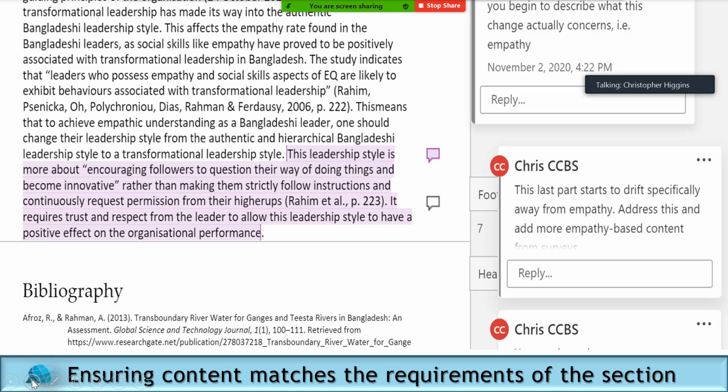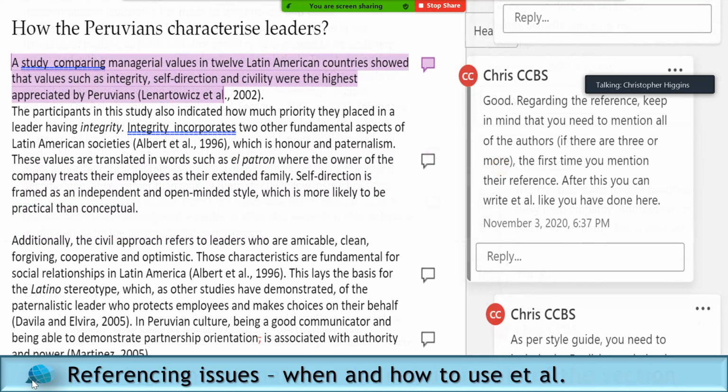So this is Bangladesh here. It says this leadership style is more about encouraging followers to question their way of doing things and become innovative rather than making them strictly follow instructions and continually request permission from their higher ups. It requires trust and respect from the leader to allow this leadership style to have a positive effect on the organizational performance. So although you might be able to twist it and bend it and link it back, by the end, it's not clear that it's really talking about empathy anymore. And again, it's the final concluding sentences of the CP. So you want it to be specific and you want it to be on point.